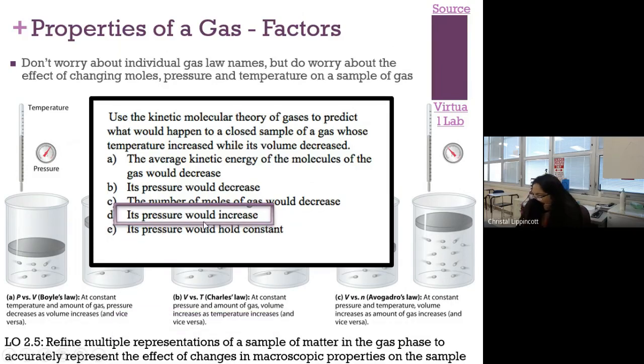So yes, the pressure would increase. So the average kinetic energy would decrease? It would actually increase because we've increased the temperature. The pressure would decrease? Well, we're increasing the temperature and the volume decreases, so because of that, your pressure is going up. The number of moles would decrease? Well, it's a closed system, so that can't happen. Its pressure would hold constant? While we're decreasing the volume, the pressure is going to increase.